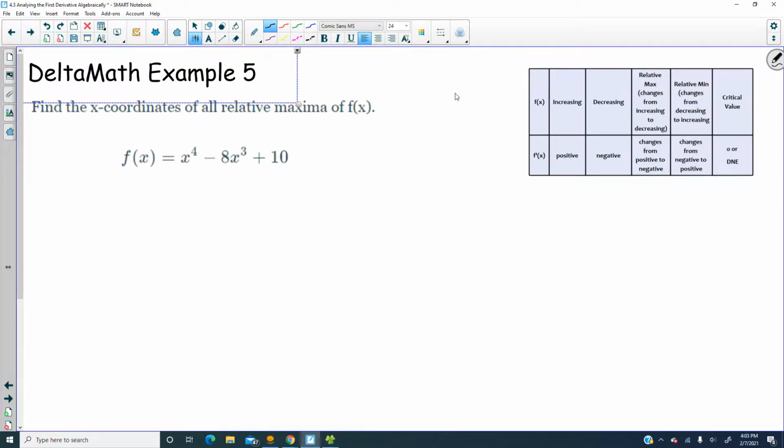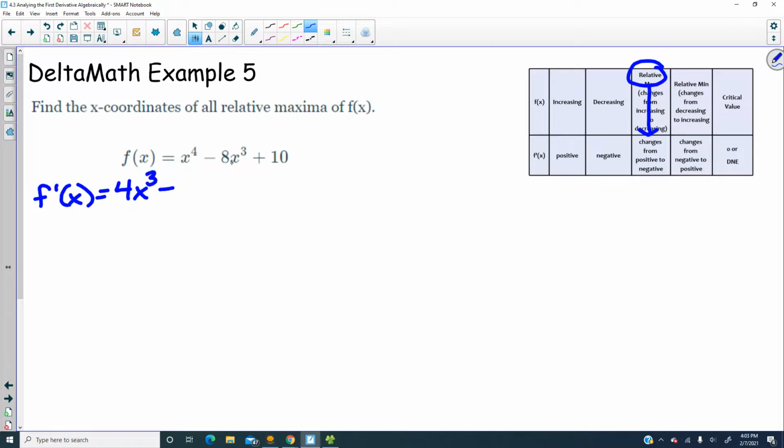All right, so here's another one. Here we're asked to find relative maxima. So let's find the relative max. To find the relative max, I need to look for where the derivative changes from positive to negative. So find the derivative. It would be 4x cubed minus, let's see, 8 times 3 is 24x squared. Now I'm going to pause it and find my critical numbers.